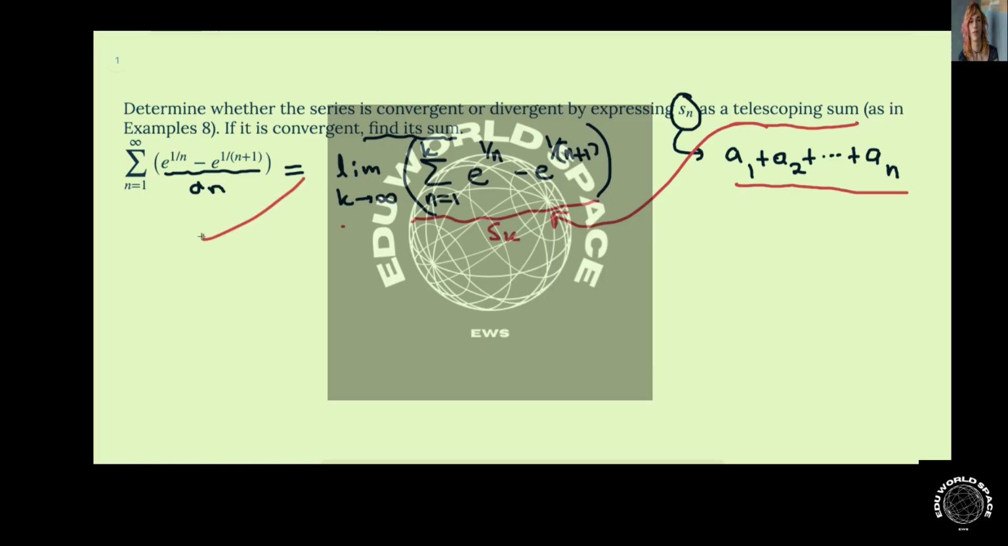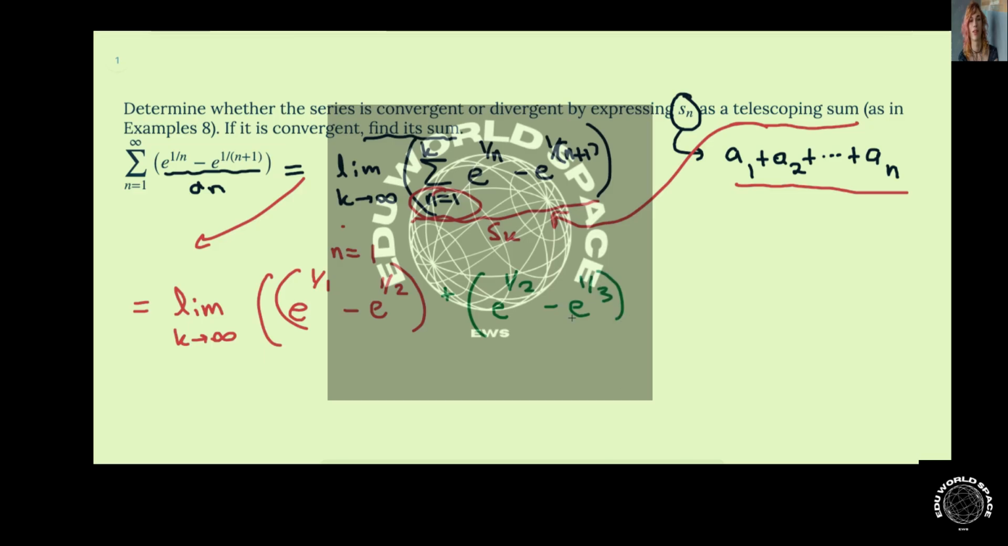So let's write this. So now let's go ahead and start adding. So plug in n equals 1 first. That's our starting point. So e to the 1 over 1 minus e to the 1 over 2. This is the first term after plugging in n equals 1. And then next, you increase n by 1. So n is now 2.